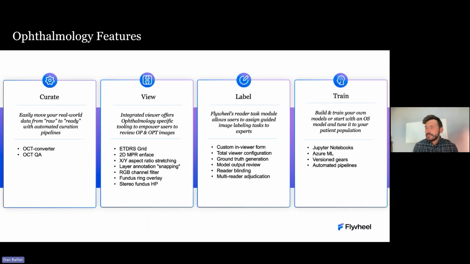Looking specifically at the ophthalmology features that we have, I'm going to go over these in more detail, but we have out-of-the-box gears or algorithms that can be used to actually curate your data. So bringing it from raw to ready through automated curation pipelines. So we've got a converter that can bring proprietary formats into a standard DICOM format that can be leveraged easily inside the platform. We also have an out-of-the-box QA gear that goes and kind of reviews the images and flags those that need further investigation.